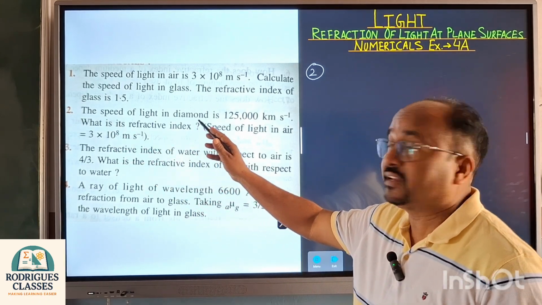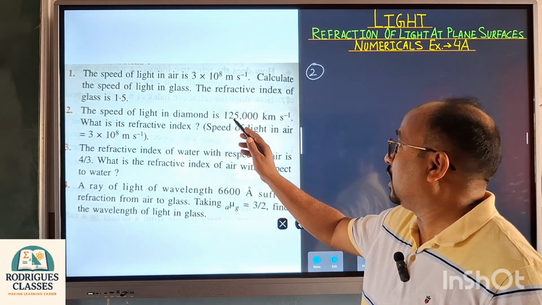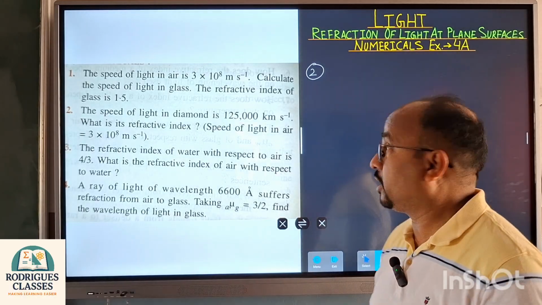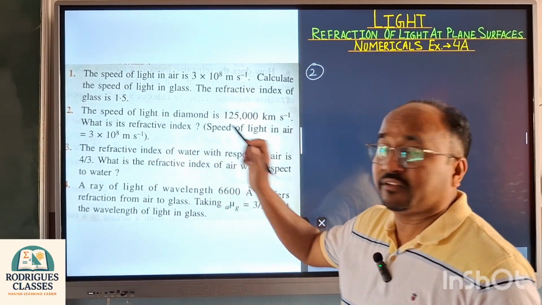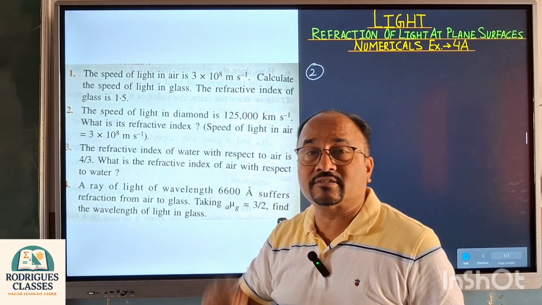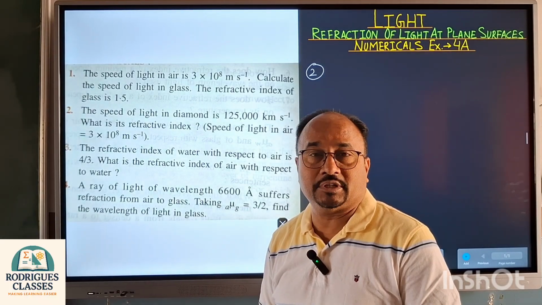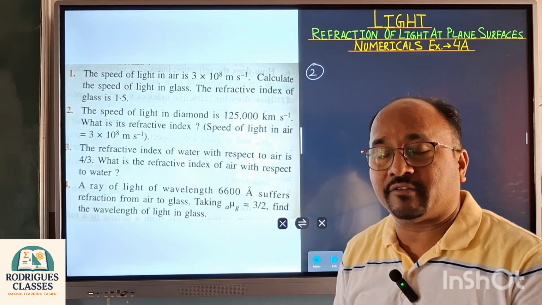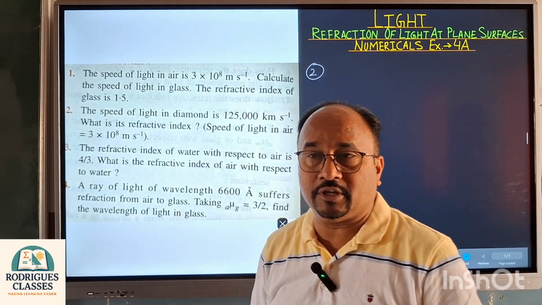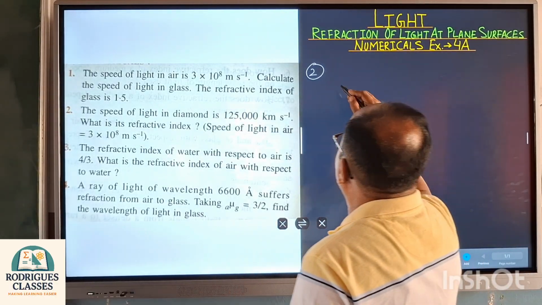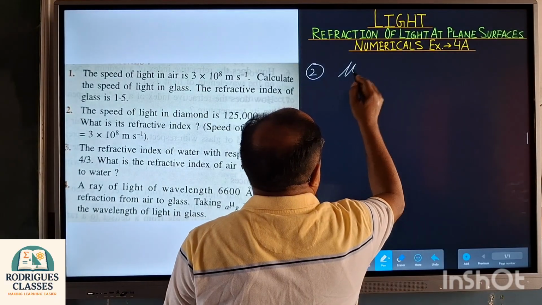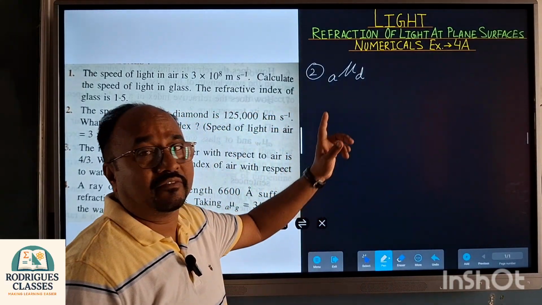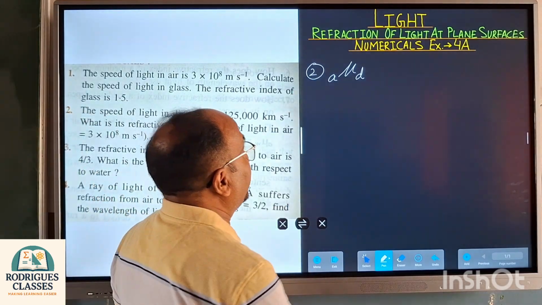The speed of light in diamond is given as 125,000 kilometer per second. What is its refractive index? The speed of light in air is 3 into 10 to the power 8 meter per second. So speed is given. To find the refractive index, the refractive index formula based on the speed will be used. I will be writing A for air and D for diamond. So refractive index of diamond with respect to air.